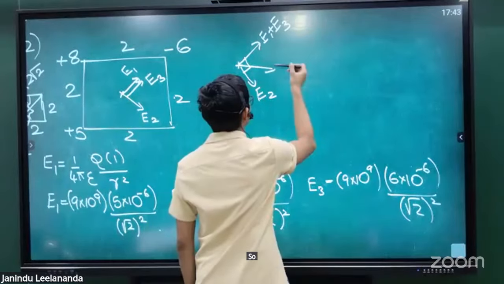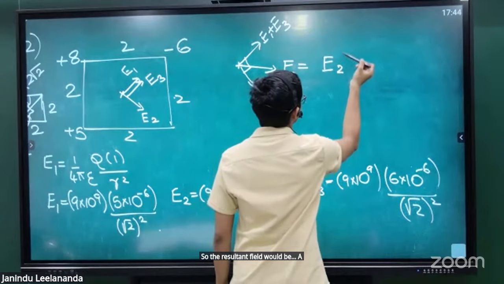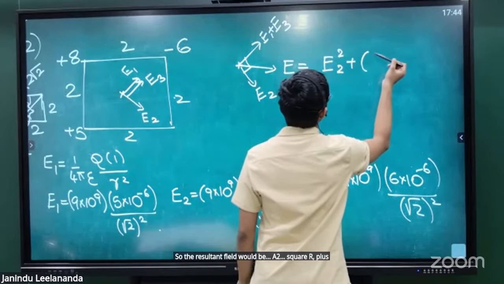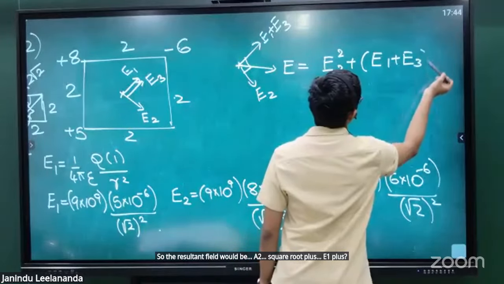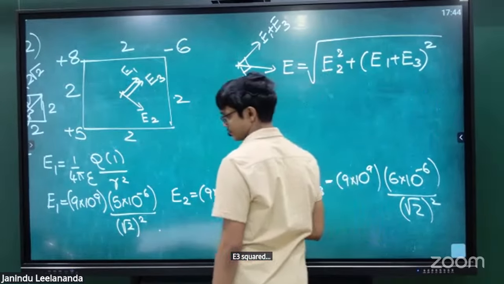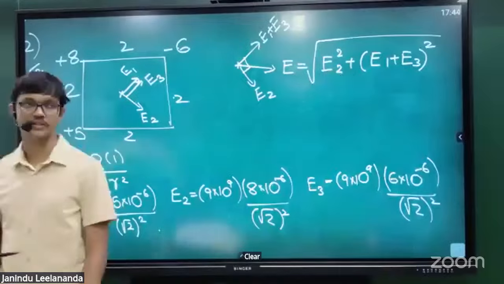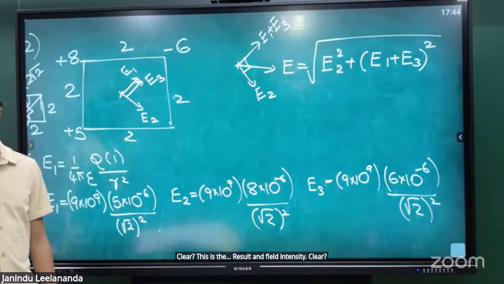So the resultant field would be the square root of E2 squared plus (E1 plus E3) squared. Clear? This is the resultant field intensity. Go to question 4.